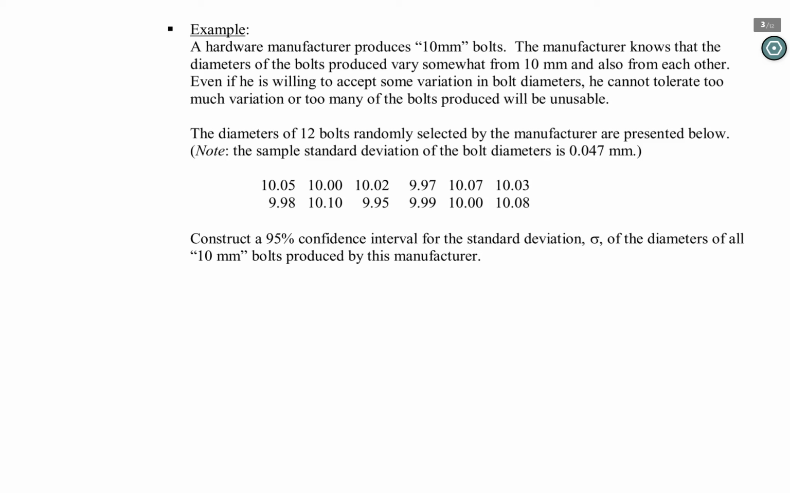Okay, so hopefully you've got a good understanding of this problem. When you think about bolts, they better fit into wherever they're headed, the nut they're headed into, or some respective application. If they're a little bit too big or a little bit too small, they're not going to work. And so the thing that measures the variability in the bolt diameters for us is going to be the standard deviation. And we want to construct a 95% confidence interval for the standard deviation of all, quote-unquote, 10 millimeter bolt diameters produced by this manufacturer. And so here we're going to use this formula.